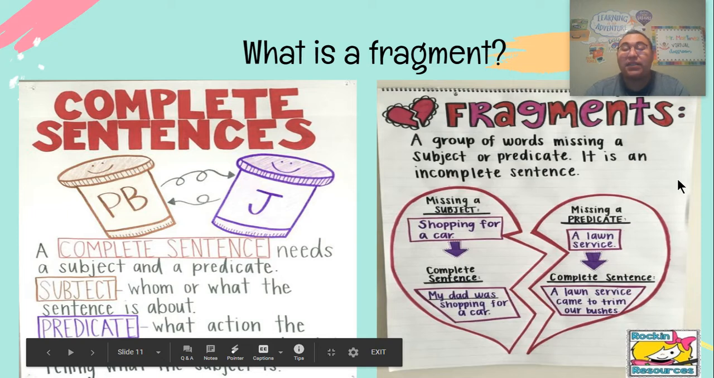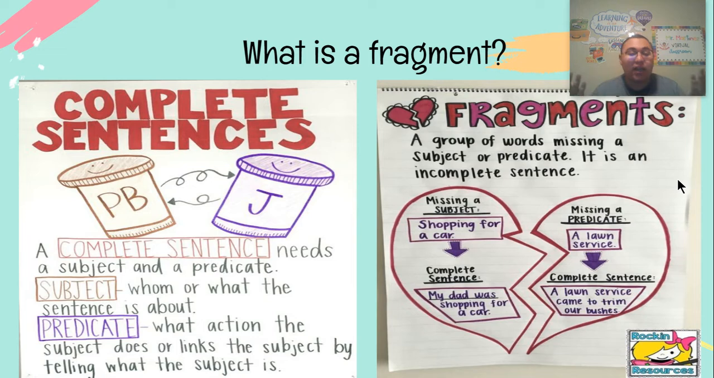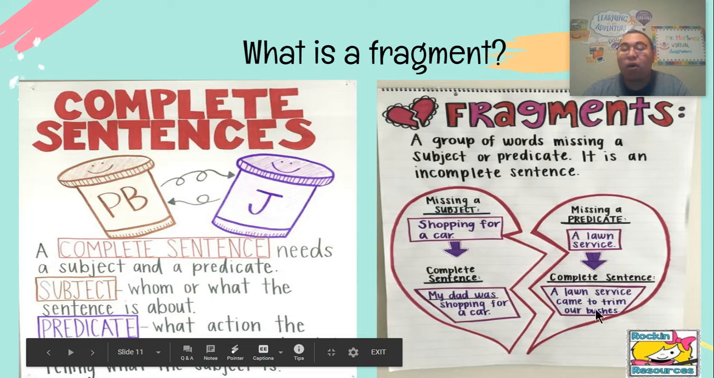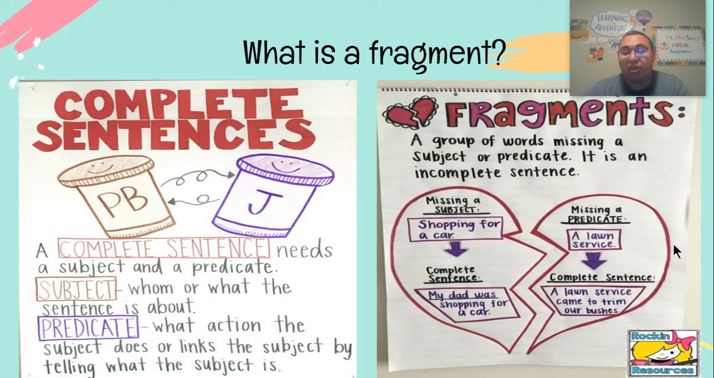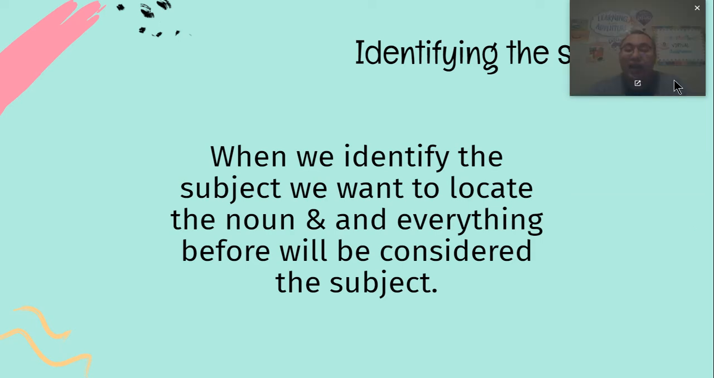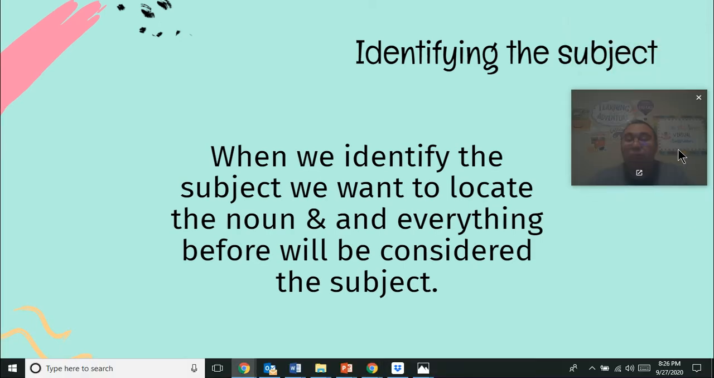This sentence is missing a predicate. So a lawn service. That is not a complete sentence because what is the lawn service doing? So, a lawn service came to trim our bushes. That is a complete sentence because I have the subject and now it tells me what the lawn service is doing. It trimmed the bushes. So today we're going to identify the subject and the predicate and then see if our sentence is complete.